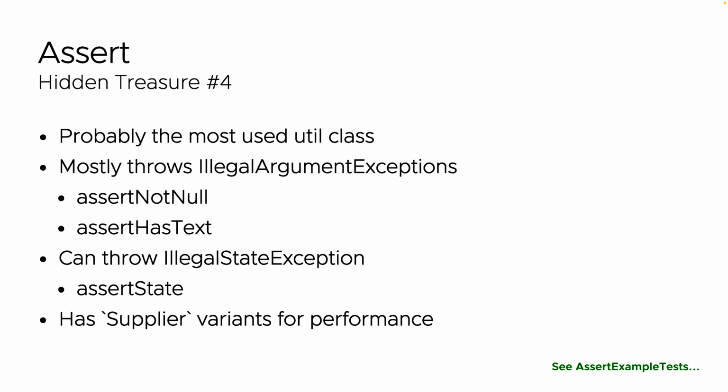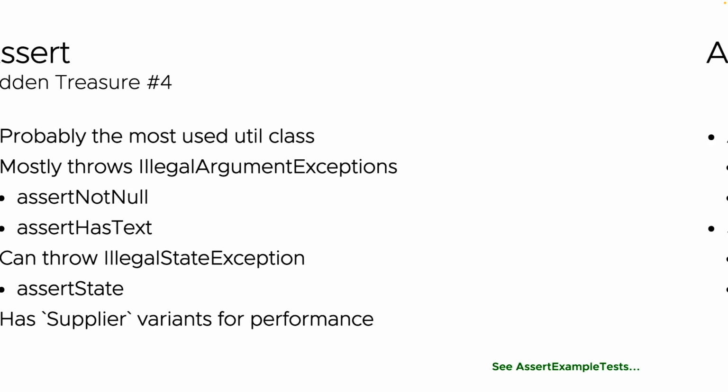And it also has supplier variants for performance. So if you say isTrue and you give it a false value, you can give it a message. If that message is something that will take a while to compute, like concatenating strings, you can use a supplier variant, which is a bit quicker because the supplier only gets invoked if the assertion matches.